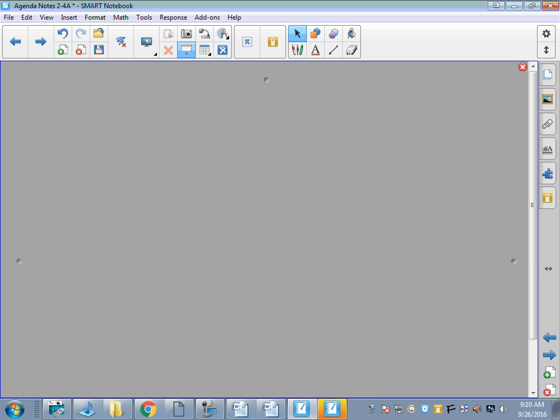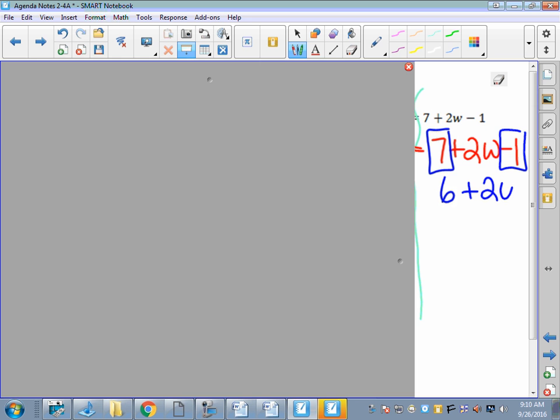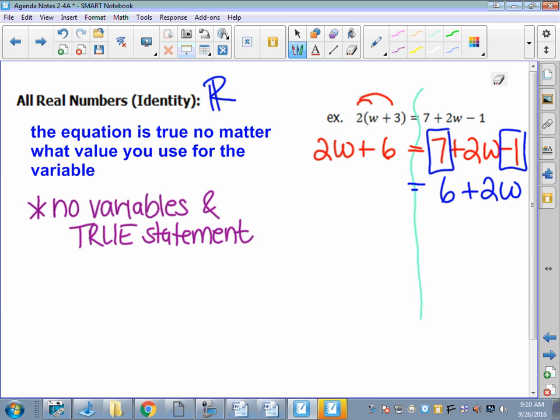We can't say that's 8w or something ridiculous. Any like terms over here? 7 plus 2w minus 1. We've got a 7 and a minus 1, so how's that look for a 6 plus 2w? All right, so now let's start getting those variables on the left, numbers on the right. So I'm going to start by getting rid of this 2w by subtracting 2w.